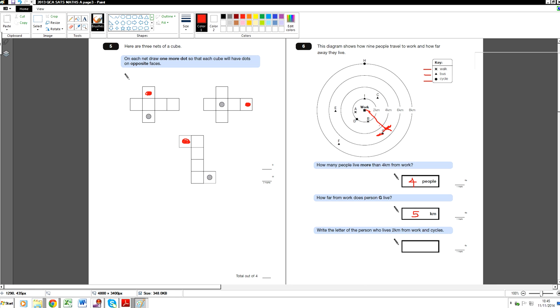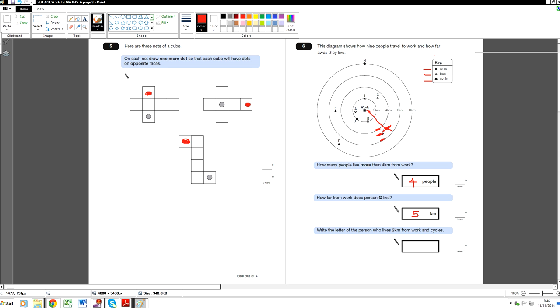No, you can't write 4 because 4 is over here. This is 4 and this is 6. So the answer should be between 4.5 and 5.5. Anything between those 2 numbers. Okay. Write the letter of the person who lives 2 kilometers from work and cycles.